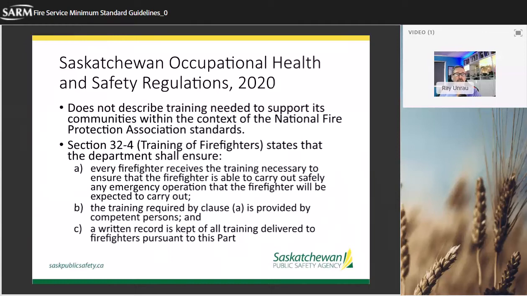So some departments in the province could be adhering to only a portion of the standards, say Chapter 1 and Chapter 2, and then ignoring Chapter 3. It doesn't quite work that way, but you get the idea. So we wanted to follow up on the request from the SAFC and SVFFA and explore that. Again, the OH&S regulations didn't really speak to specifics.